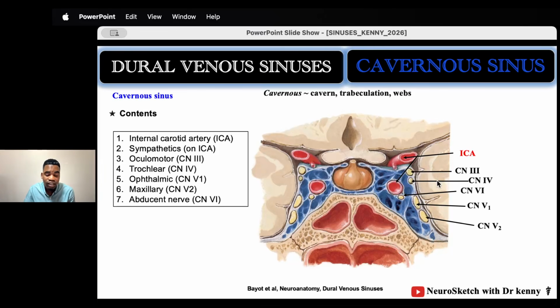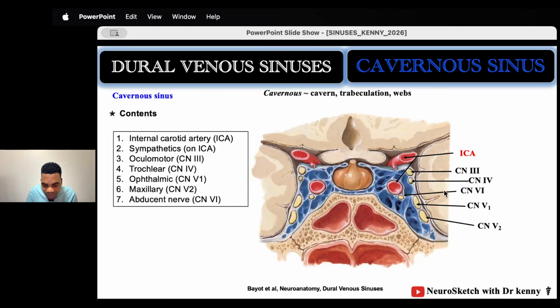And what are the nerves? This is very, very important. Pay much attention here. Cranial nerve number 3, number 4, number 6, the first branch of trigeminal and the second branch of trigeminal are all located within the cavernous sinuses. This is number 3, number 4, number 6, the first branch, V1, and the second branch, V2. The nerves are almost similar to the nerves that are passing through the superior orbital fissure, except the second branch of the trigeminal nerve, which is the maxillary nerve.